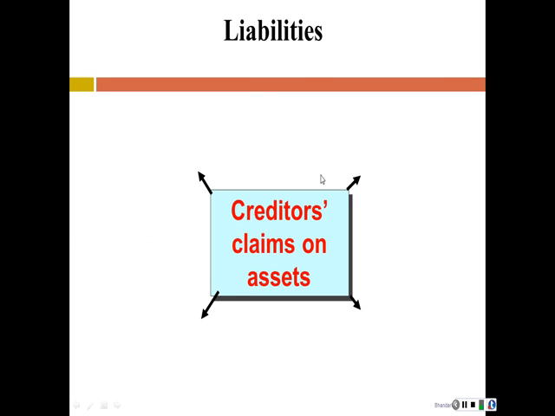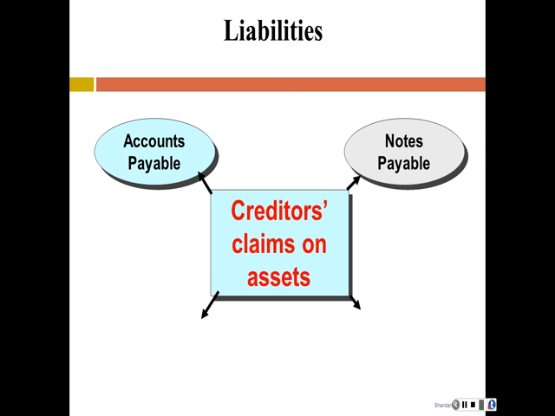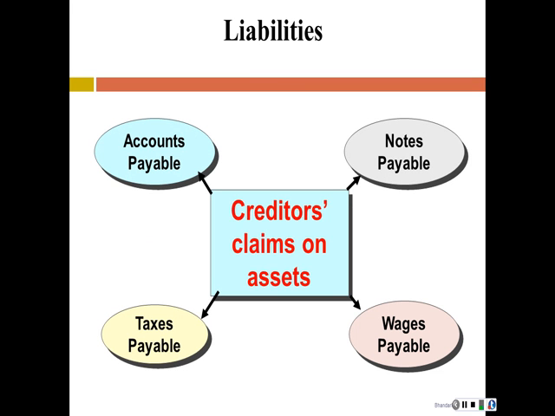The opposite of an asset is a liability. So if an asset is something that you own, a liability is something that you owe. It is the claim that your creditors have on your assets. And in accounting, a liability is very easy to spot because it is oftentimes accompanied by the term payable. So examples are accounts payable, notes payable, taxes payable, wages payable.